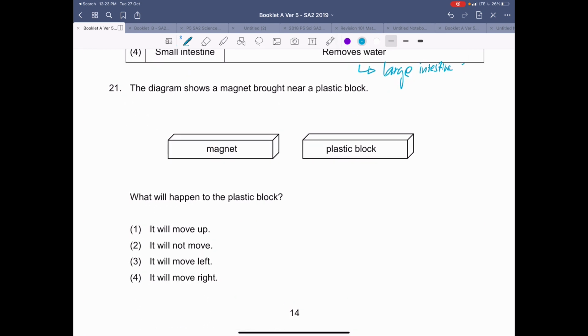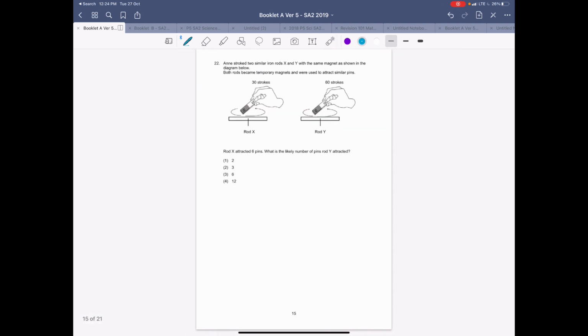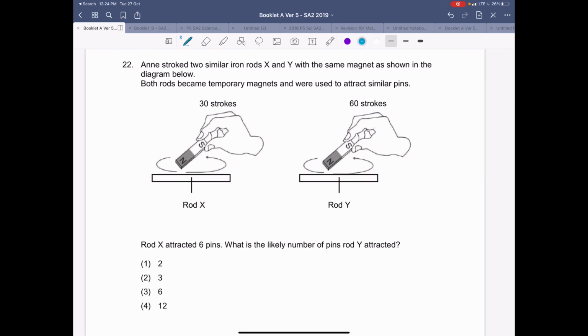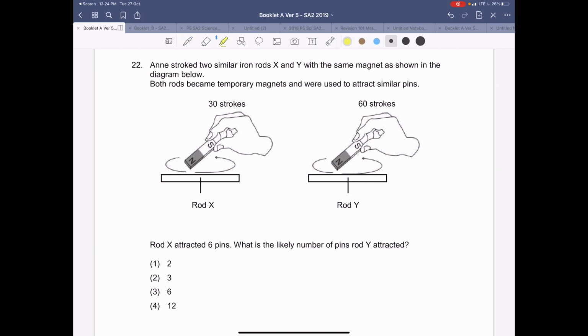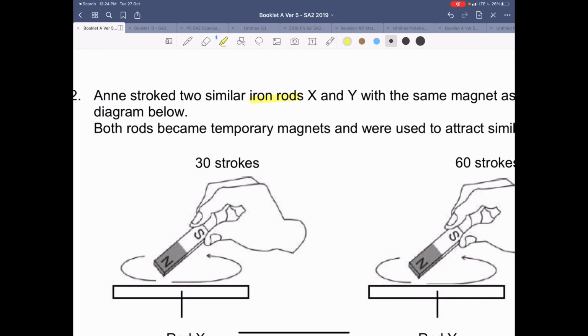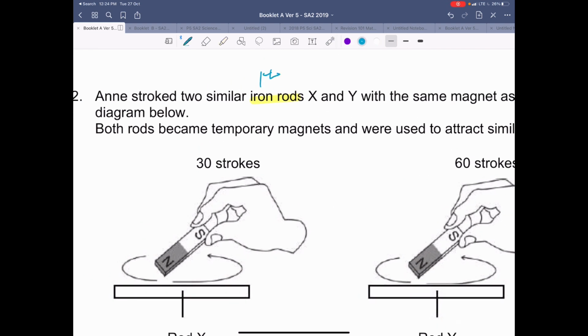Now, the diagram shows a magnet brought near a plastic block. What will happen to the plastic block? Answer would be, it will not move. Number 2. So this is actually testing you on characteristics of a magnet. Anna strokes 2 similar iron rods, X and Y, with the same magnet as shown. So when you talk about the stroking method, it's very important to note that you need a magnetic material in order for it to work.